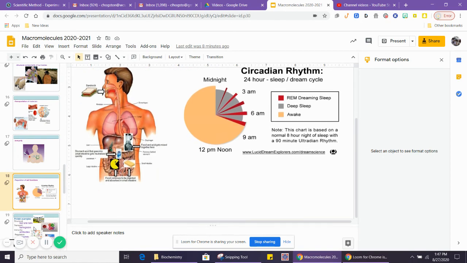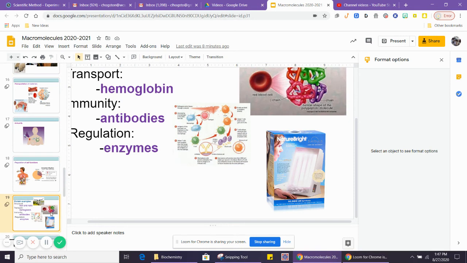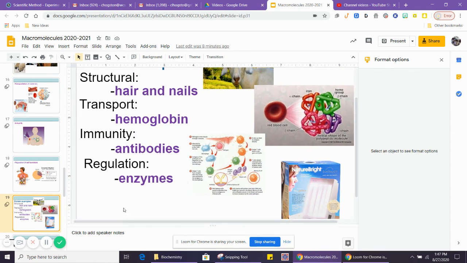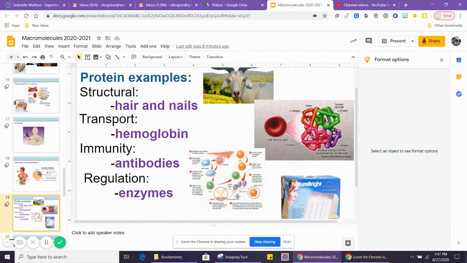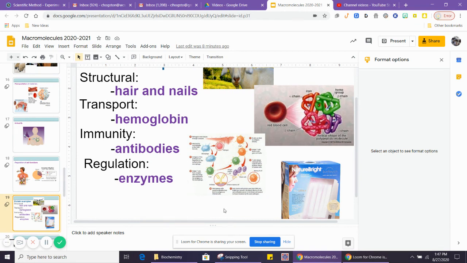Consistency. Okay, and next to last thing here are some examples. When we're talking about structure of our body, we're talking about our hair, our fingernails, our horns, our hooves, but we really don't have horns or hooves. And if you do, we won't make fun of you. Transport, that's our hemoglobin or the transport proteins, your cell membrane. Your immune system, we're talking about those antibodies. Now, some of our antibodies are boots on the ground. They're going to go out there and destroy something. And then some of them are kind of like the brains behind the operation. They remember.